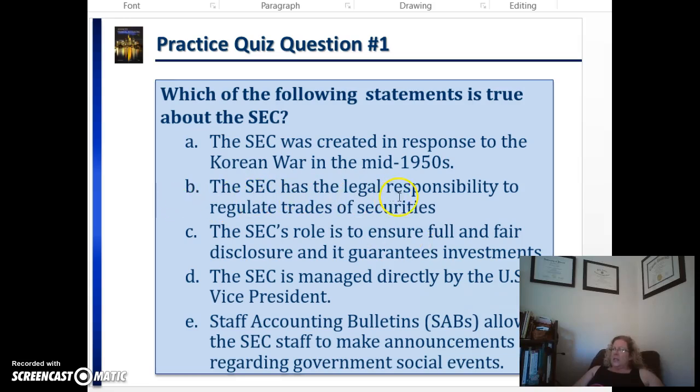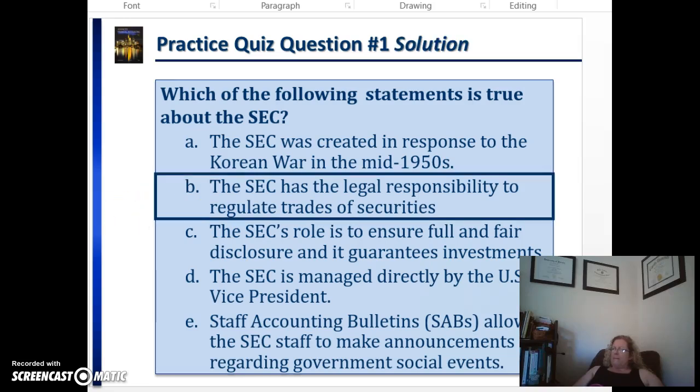The SEC has legal responsibility to regulate trade of securities. That sounds like it could be the right answer. I don't think it was created in response to the Korean War. I don't remember reading anything about the Korean War. So I'm going to go with B, and that is correct. They have the legal responsibility to regulate trades of securities.